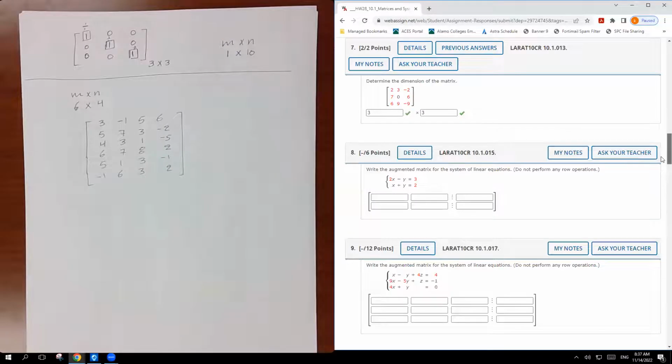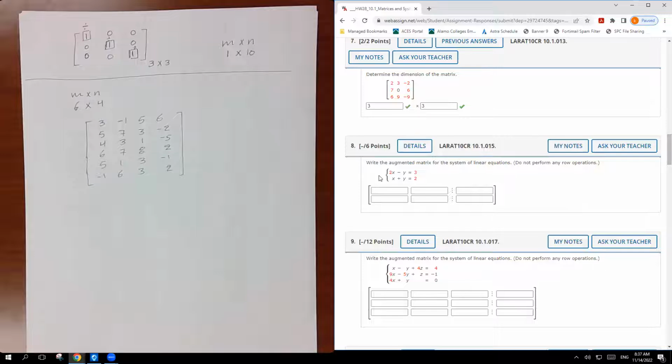So example 8, they're going to ask you to write down the augmented matrix. So again, here is the system, and we need to write down the augmented matrix. So first of all, I need to check the system. Here is the x written on the same column, and here is the y and the number by itself on the other side. Here is the equal sign.